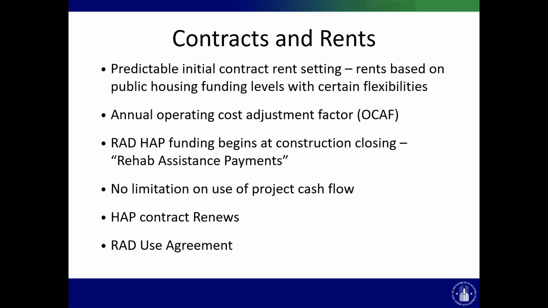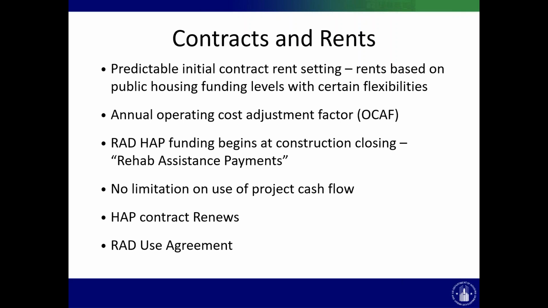So digging into the details some more, let's talk about the contract terms and rents that result at the end of a RAD conversion. So one of the key advantages of RAD is we have a predictable initial contract rent setting scheme. Rents are based on public housing funding levels, which we'll talk about on the next slide, and those levels can then be modified potentially with certain flexibilities that we have published in a guide. Once converted into a Section 8 HAP contract, those contract rents adjust each year by an operating cost adjustment factor. So there's a steady inflation rate to the revenue the property can expect.